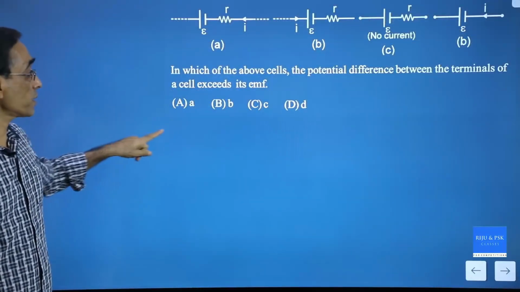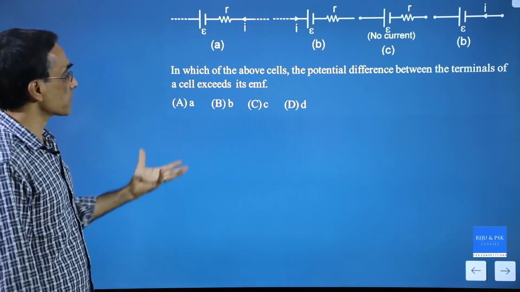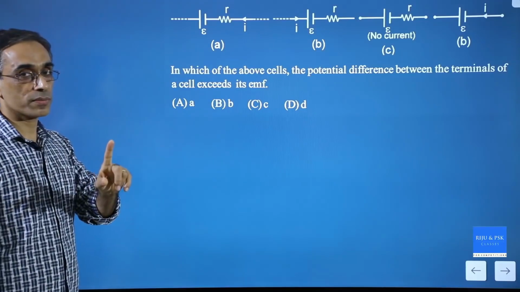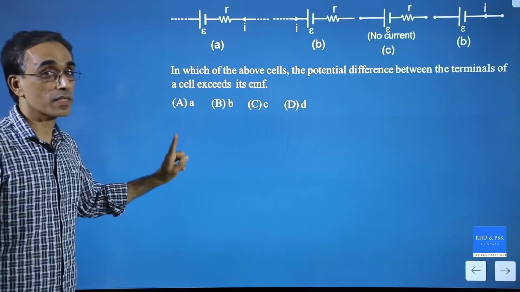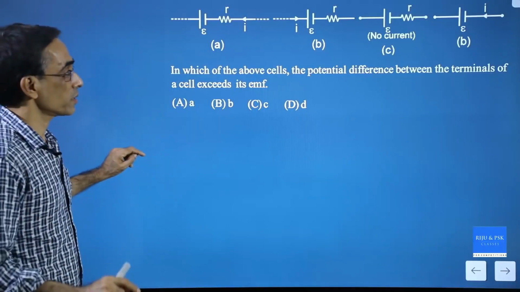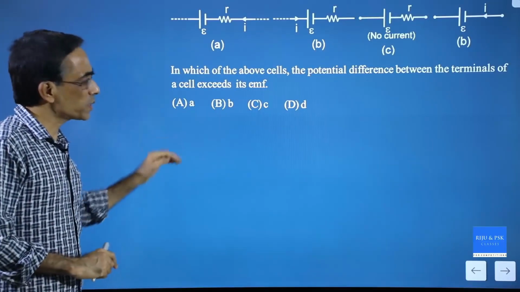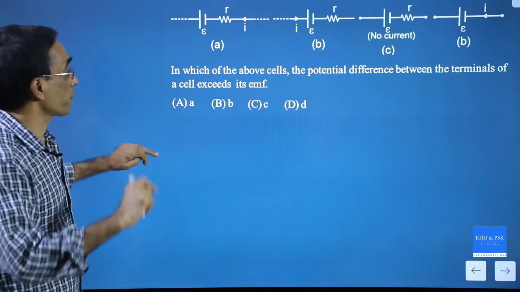Answer this question: in which of the above cells does the potential difference between the terminals of the cell exceed its EMF? You know that. I will not discuss this in the class. You should know correctly. Your answer must be correct. Most probably this question will come in the next test. Okay, so prepare.